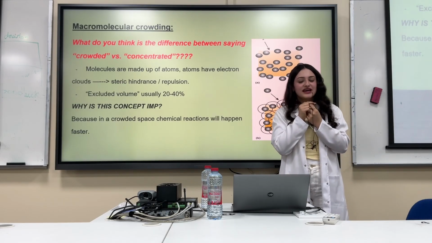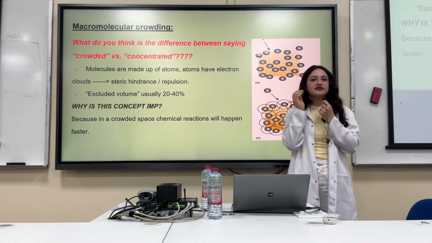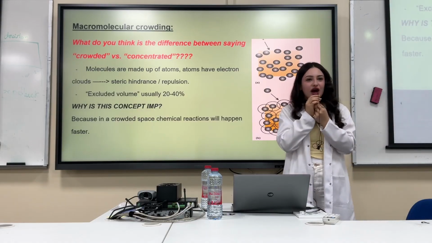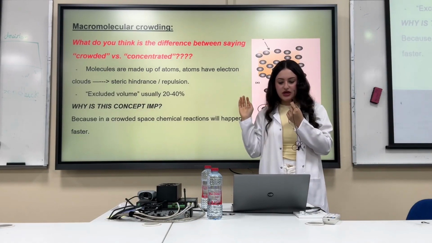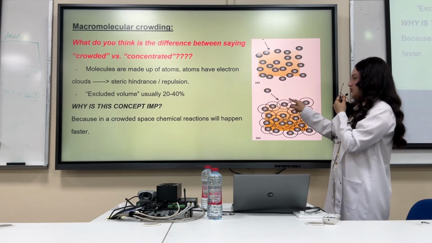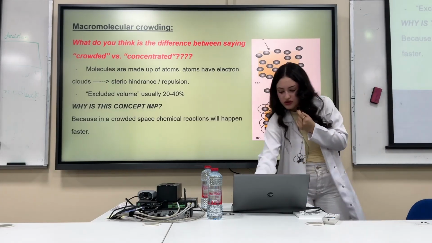Concentrated means, for example, what's your name? I have 100 of the same name in this room. This is what concentrated is. But crowding means I have different names, Sara, Ahmed, Mohamed, Mahmoud, easy. You see these light circles, these are the excluded volume. Here, for example, between them I can squeeze a small molecule.